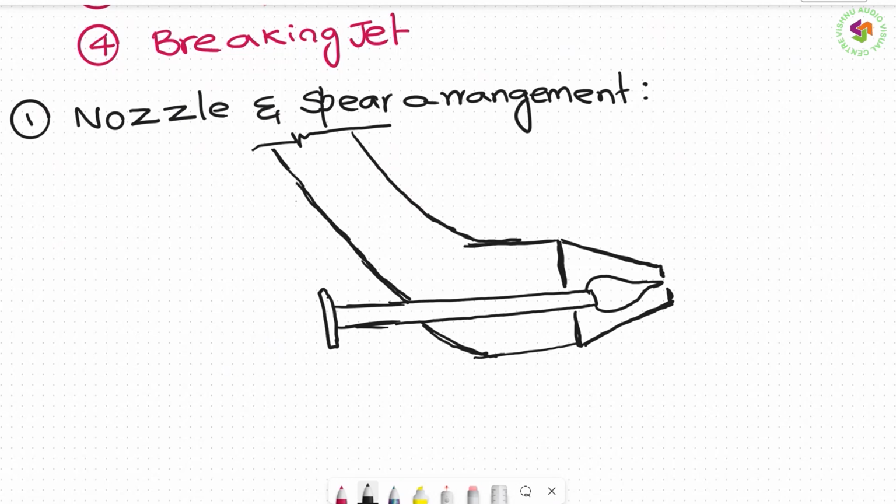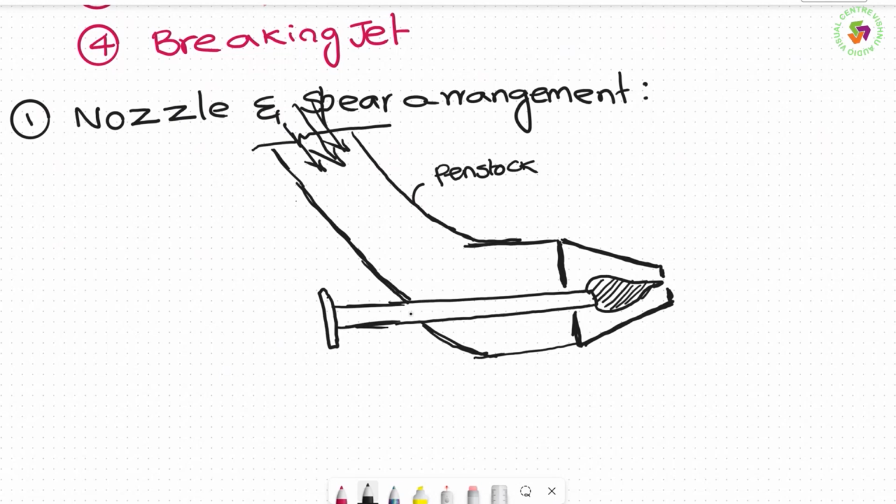Now, the flow enters like this. This is the way the flow enters, and this is the penstock, and at the penstock end we have to make an arrangement of the nozzle, and the other one is called the spear. Nozzle and spear. So this nozzle and spear arrangement, this spear can be moved forward or backward by rotating it manually or by motor.